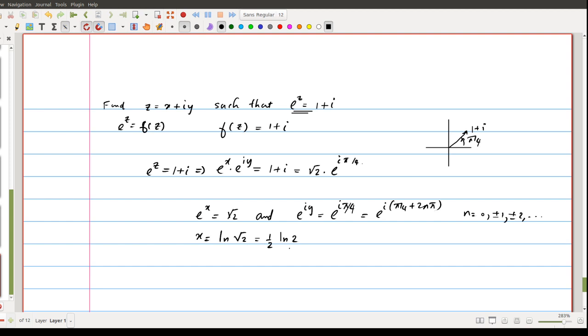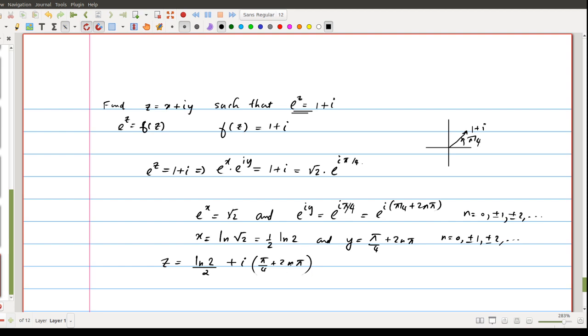times log 2, and from this equation you can write y is equal to pi by 4 plus 2n pi, where n varies from 0, plus or minus 1, plus or minus 2, etc. So from this you can write z. What is z? Z is log 2 by 2, that is x, plus i times y. What is y? Y is this thing, pi by 4 plus 2n pi. So this will give z.